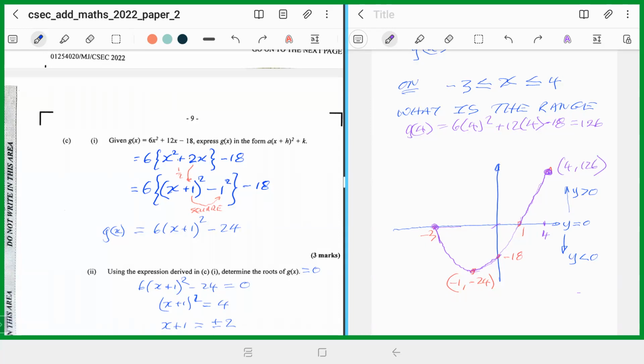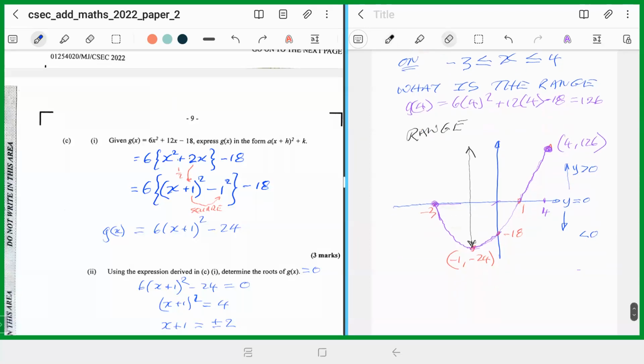Beautiful. It's from this up to this. My range is now from this lowest value to this highest value. That's the spread of my y values on this function. From negative 24 up to 126. That is my range. So it's g of x. Write it down here, sir. This is my range.